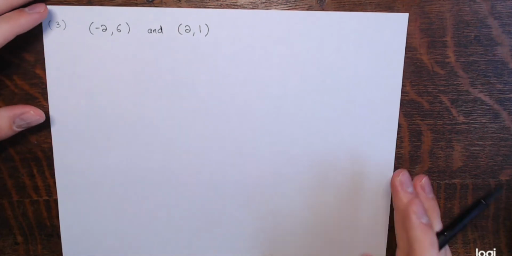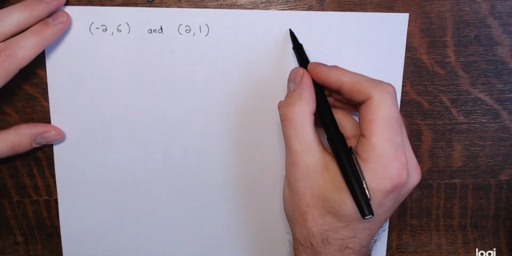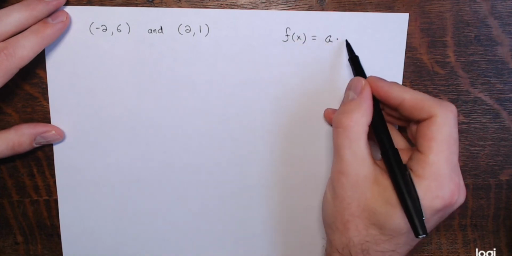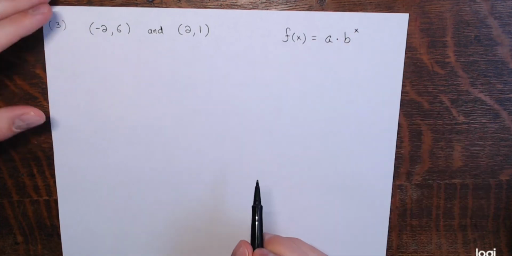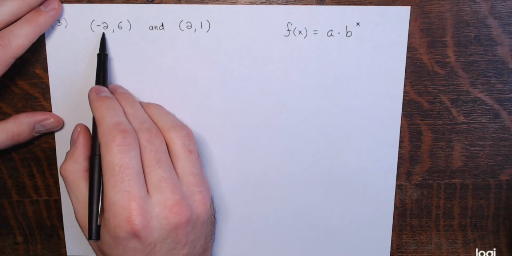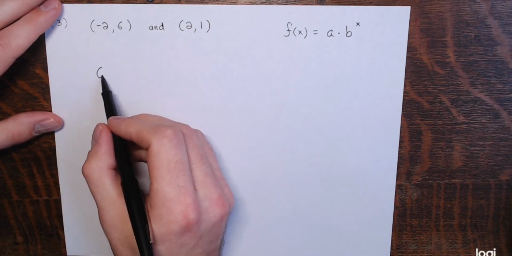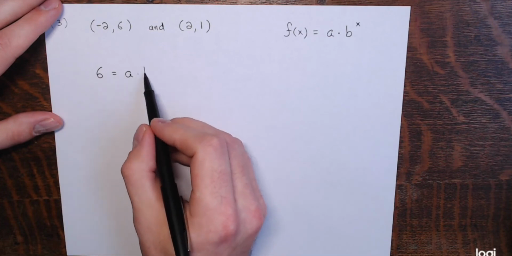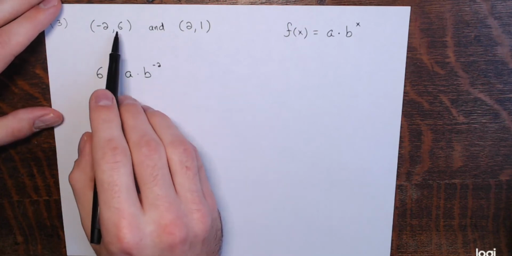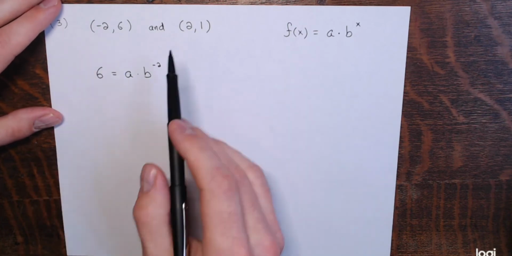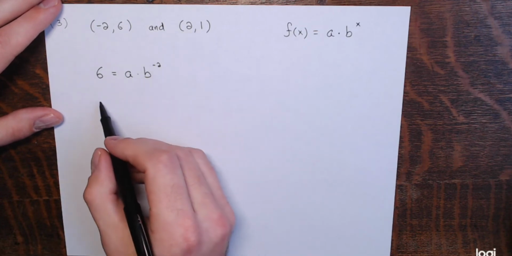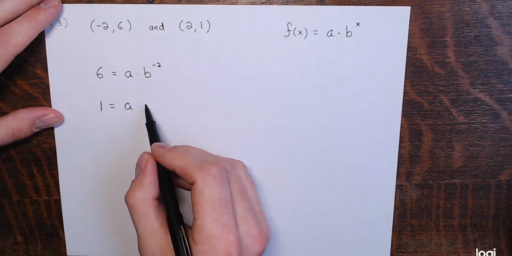Right, so here again I'm given 2 points. I'm trying to set up a function like this, f of x equals a times b to the x. And we know the following information, that f of negative 2 is 6. So that gives us this equation, 6 equals a times b to the negative 2 power, replacing x with negative 2 and f of x with 6. And then the other equation in the system, I'm replacing x with 2 and f of x with 1. We get 1 equals a times b squared.